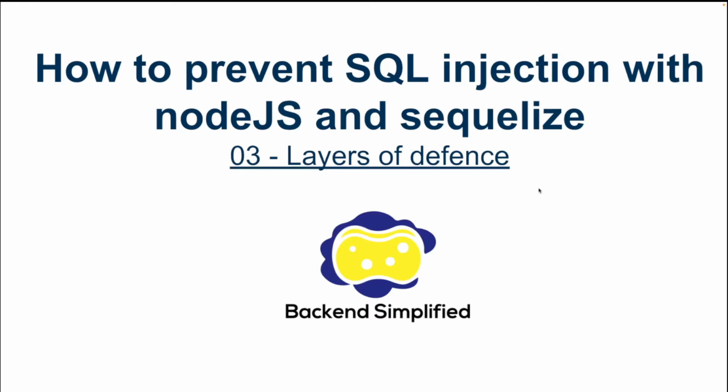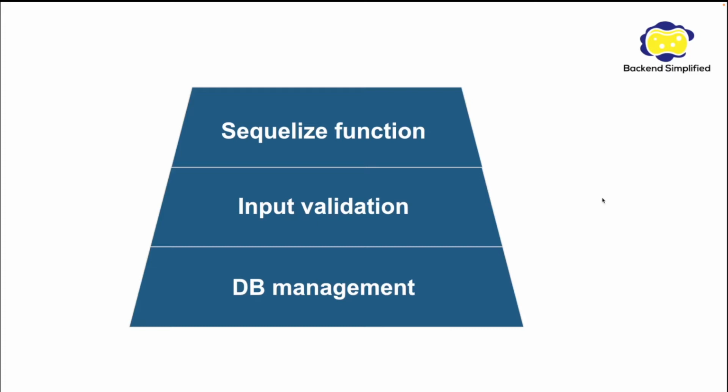Let's start. In cybersecurity there is a famous concept of defense in layers. It means that you protect yourself against an attacker in different types of layers, and if one layer breaks or an attacker finds a vulnerability in the layer, the other layers will protect you and prevent the damage. In our context, we're going to talk about three layers. The first one is DB management, or database management. The second one is input validation. And the third one is Sequelize functions.